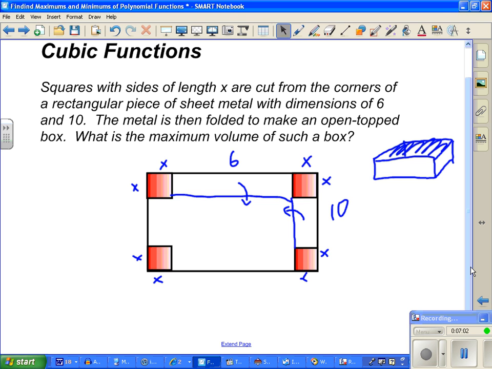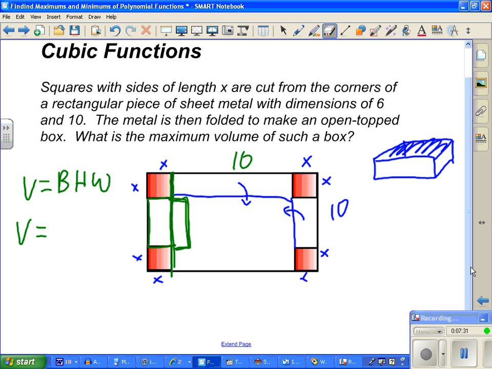Well, what's the formula for volume? Volume is base times height times width. Okay. Well, the base. Let's call this the base. So this part right here, the base, is going to be this length. That's how long my base is. Let's call this 10, and this 6.